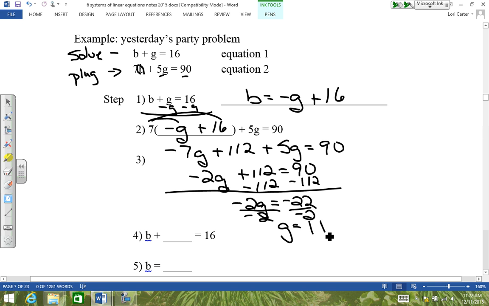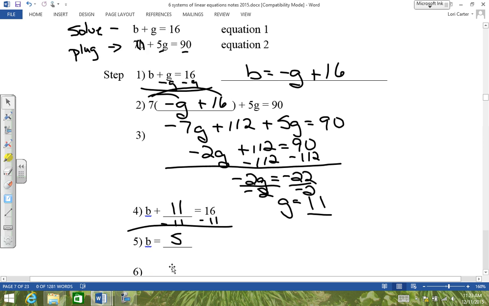Okay, so I solved for a variable. What do you do next? You plug it into your equation. Which one's the easiest one, first or second? The first one, B plus G. So instead of B plus G, I'm going to write B plus 11. Solve for B. B equals 5. So my point is 5, 11.